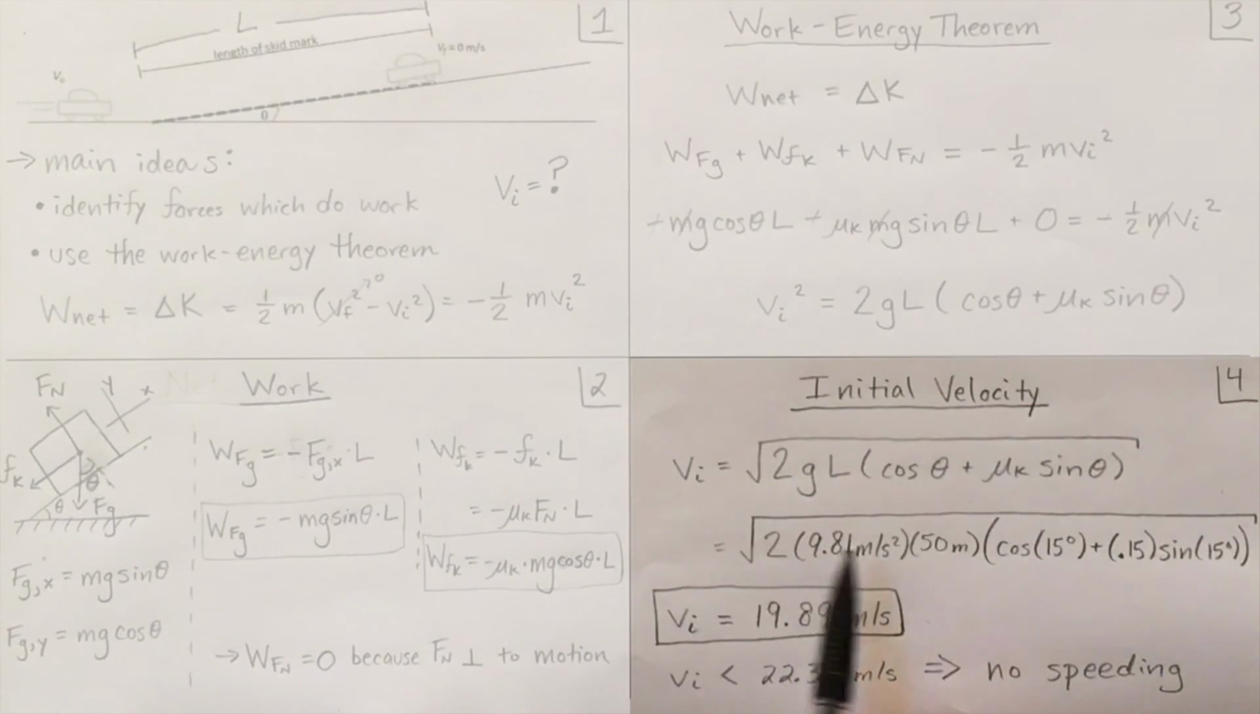All that's left now is to substitute in the numbers given in the problem statement, and we find when we do so that the initial velocity is equal to 19.89 meters per second. The speed limit for this road is 22.35 meters per second. Because the initial velocity is less than the speed limit, the car was not speeding when it slammed on the brakes.